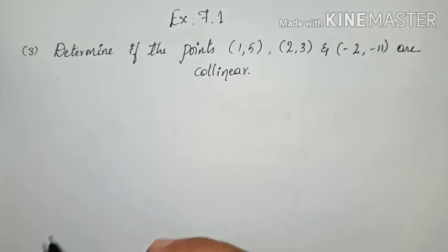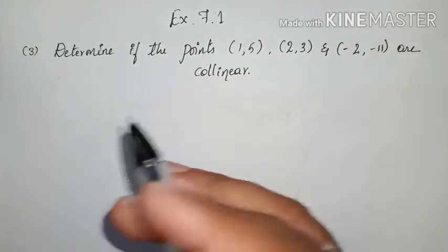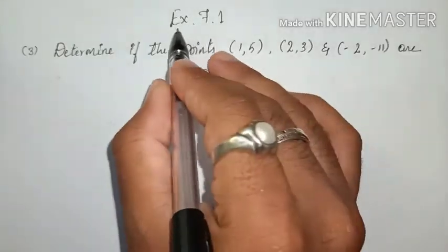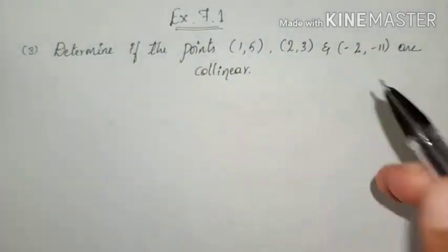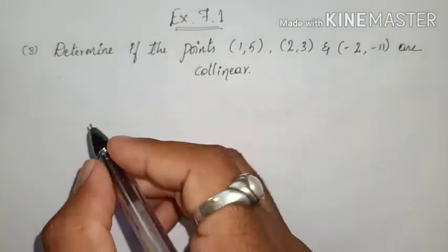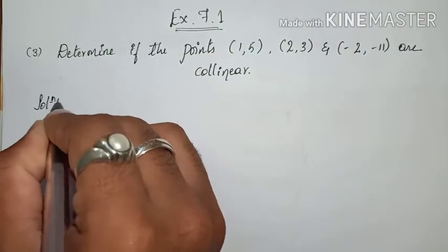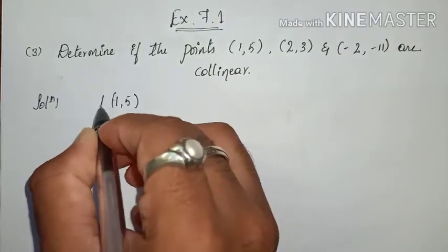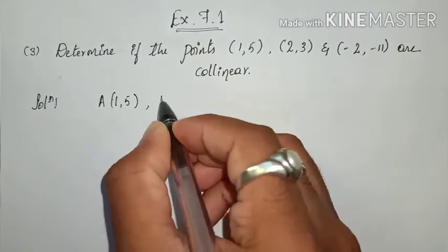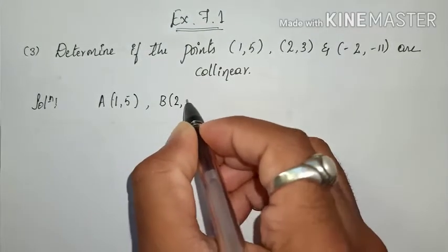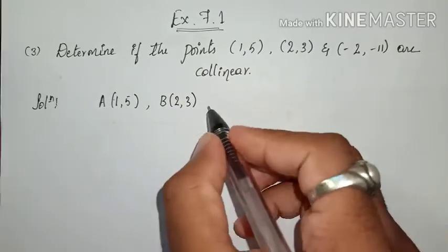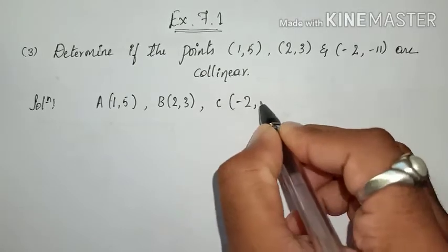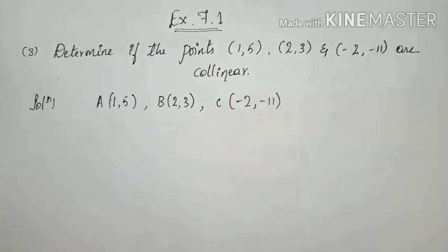So we learned how to find out the distance between 2 points. But now we have 3 points. If we have 3 points, what can we do? Okay, let us take that first. The points are (1, 5), let me take it as A, the second one (2, 3) as B, and the third one, let me take it as C, (-2, -11).